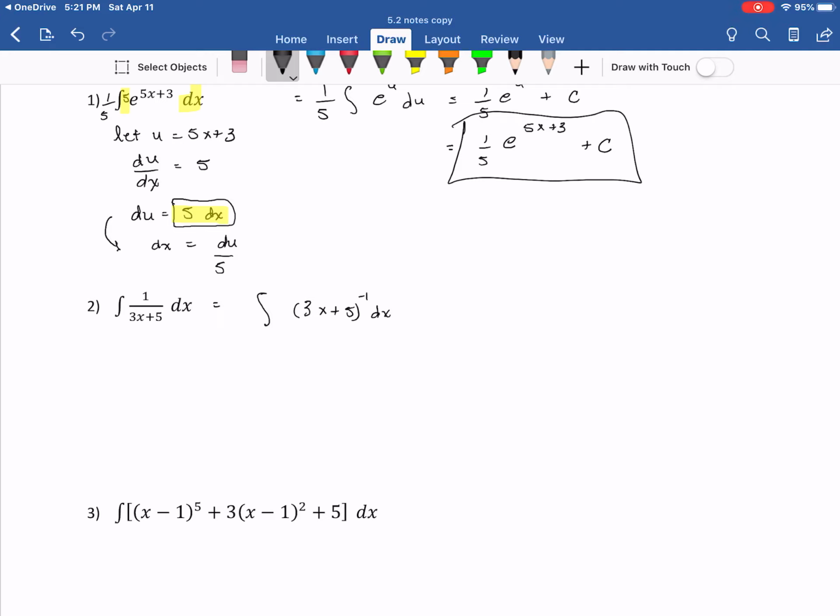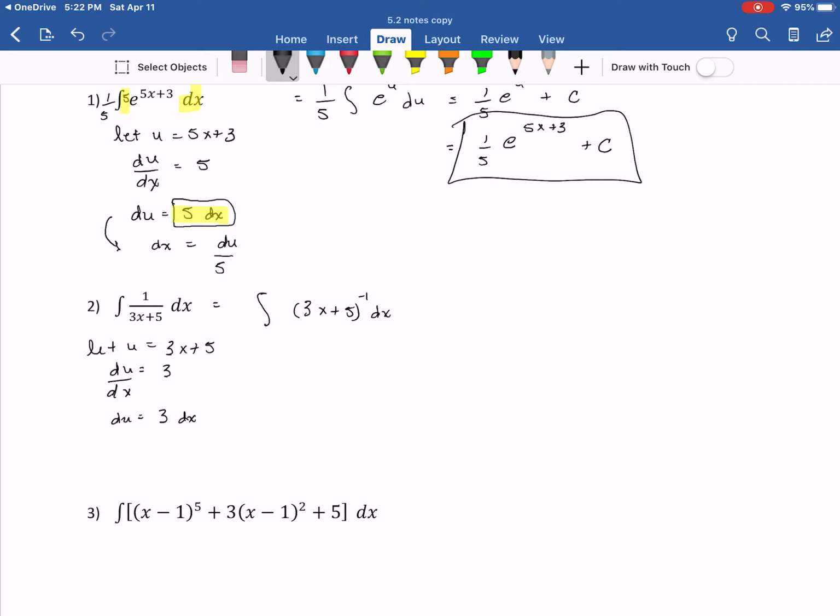Okay, so you make your u statement. How do you want u to look? You want u to be something. Maybe a 3x. Maybe a 3x plus 5. You know, try something and see how far you can get. So let's try 3x plus 5. du is going to be 3, how about this, du dx is equal to 3, all right? So that means that du equals 3 dx.